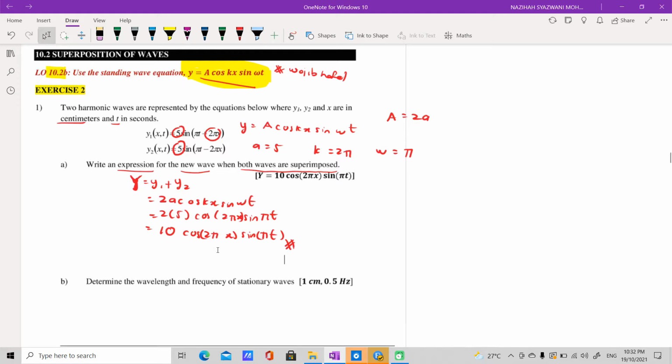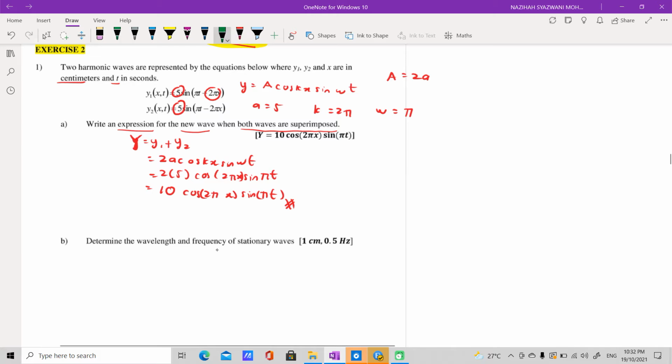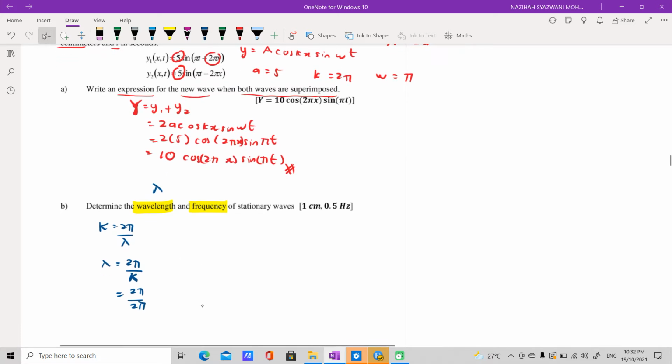For part B, determine the wavelength and frequency of the stationary waves. They want you to find the wavelength and the frequency of the stationary wave. This one you can use the formula that we know before. Let's start with the wavelength. We know that k is 2 pi over lambda, so let's make lambda, the wavelength, the subject. That would be lambda equals 2 pi over k, and our k is 2 pi. So 2 pi divided by 2 pi, your lambda is 1, and the unit is in cm.